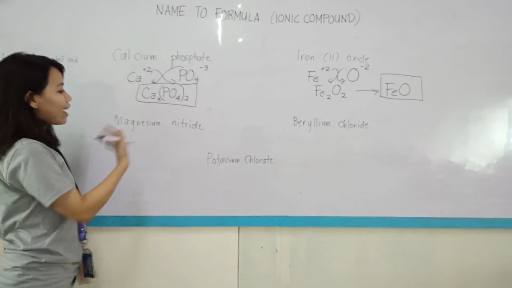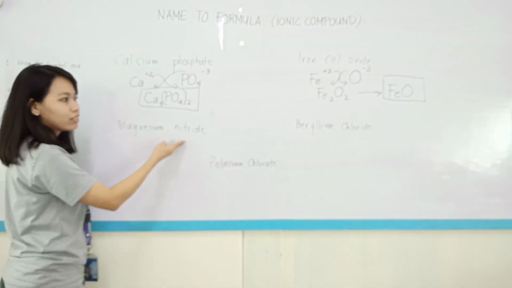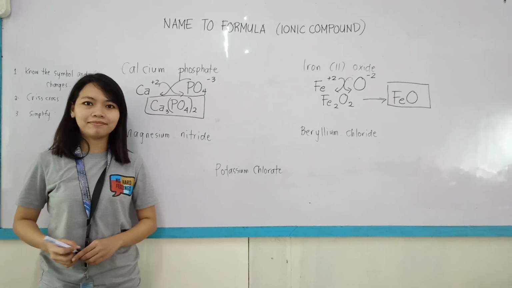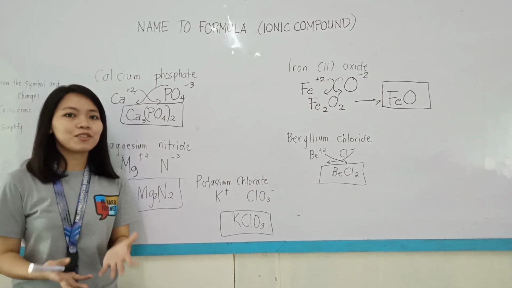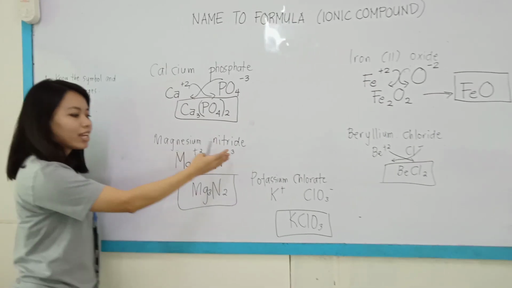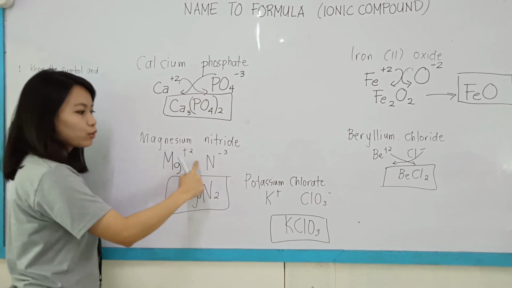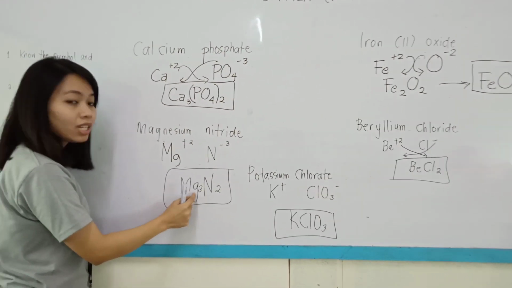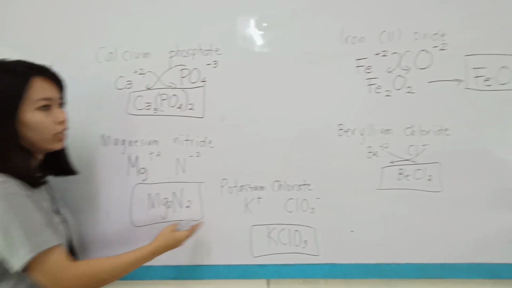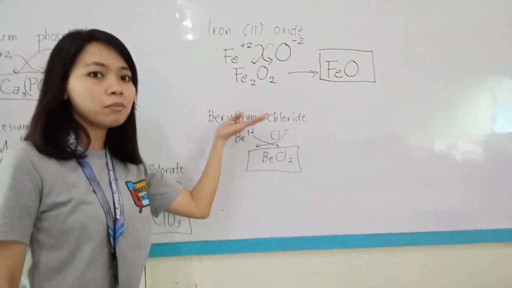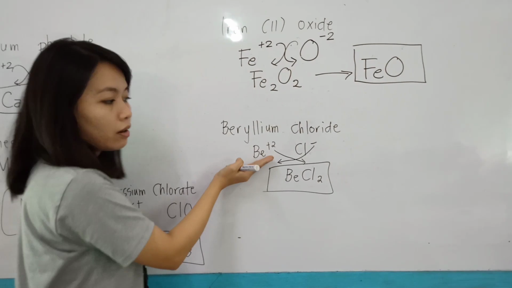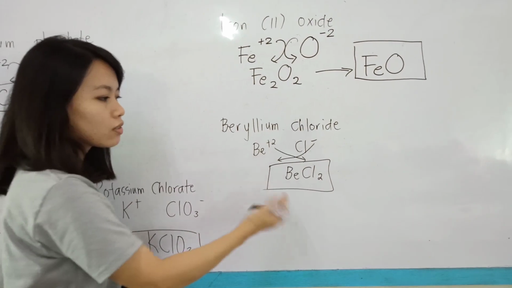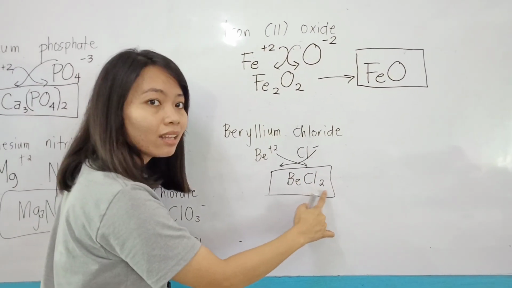Now, I want you to try these 3: magnesium nitride, beryllium chloride, and last, potassium chloride. Alright, let's check if your answers are correct. First, magnesium nitride: we have magnesium plus 2 and nitrogen minus 3. Pag pinag-crisscross, we have Mg3N2. Next, beryllium chloride. The ions are beryllium plus 2 and chloride, which is minus 1. Crisscross, and you'll get BeCl2.